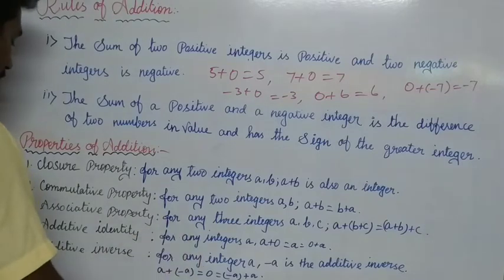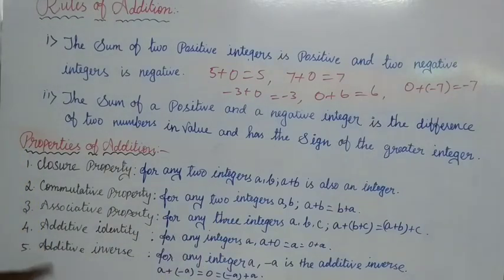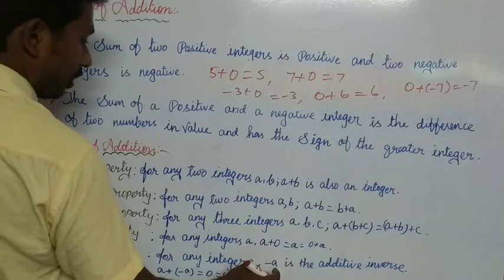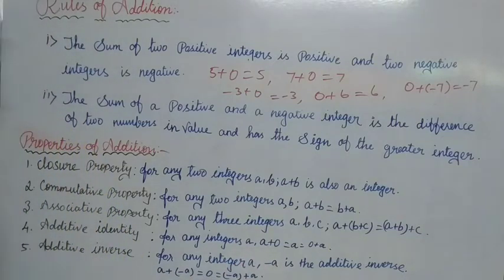That is additive identity. Then additive inverse. What does the additive inverse say? For any integer a, then minus a is the additive inverse.